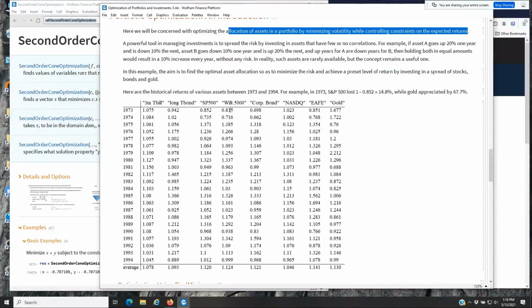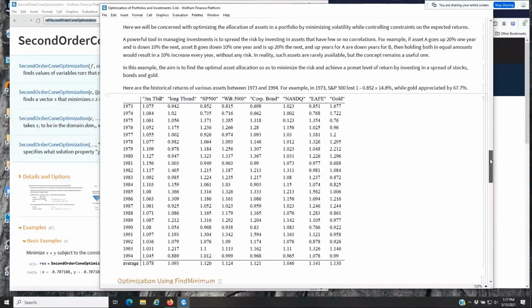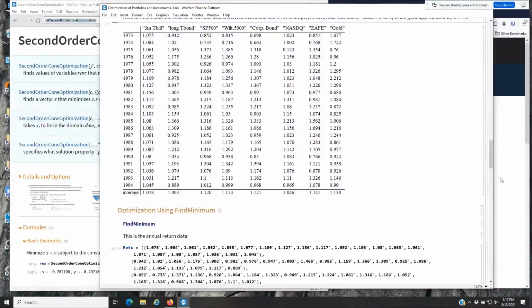And the returns here are to be interpreted as follows. In this case, in 1973, the S&P 500 dropped, and in fact it lost 14.8%, while gold appreciated. You often find this relationship. If the market goes down, gold goes up, because people then think that the risk is rather high. They tend to go into expensive valuables like gold. So here I've got the time series for each of the bills. Let's put all of these values in now.